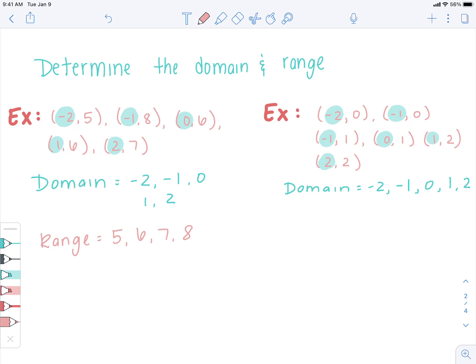And then for my range, or my y values, I see that I have 0, 1, and 2.